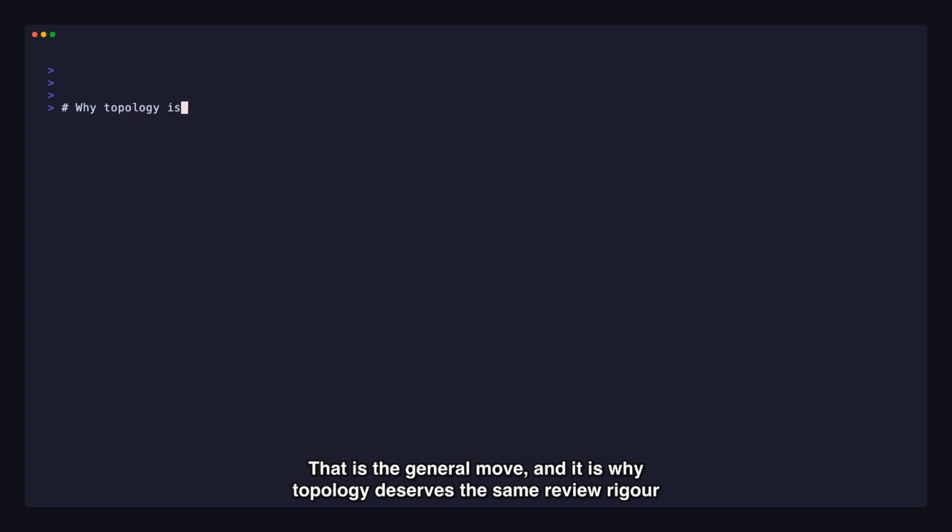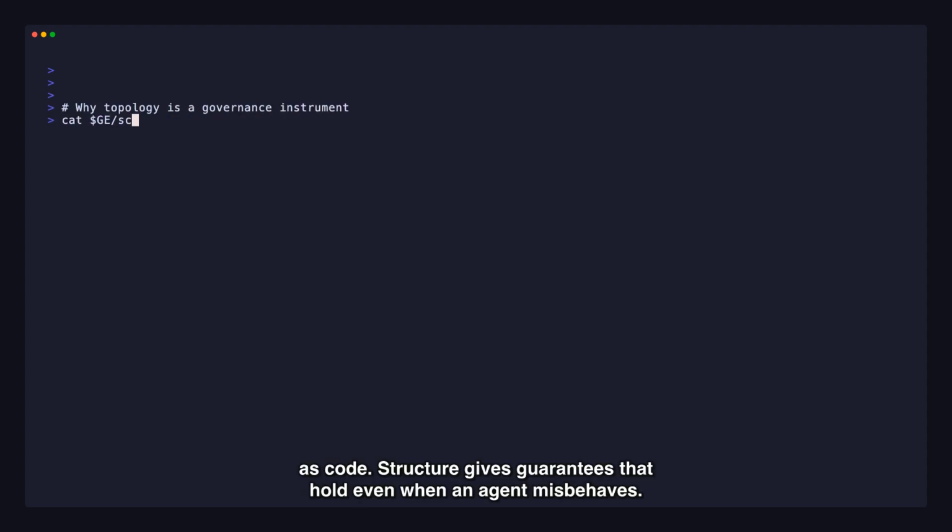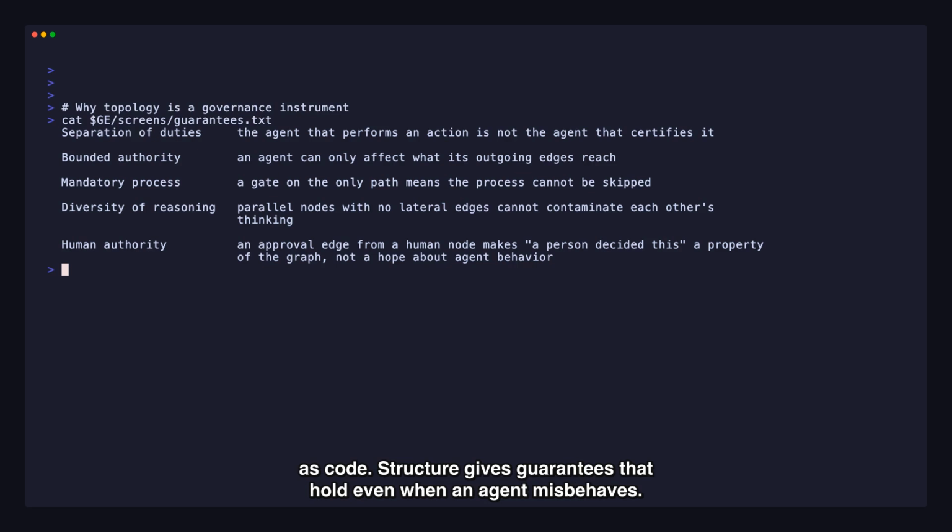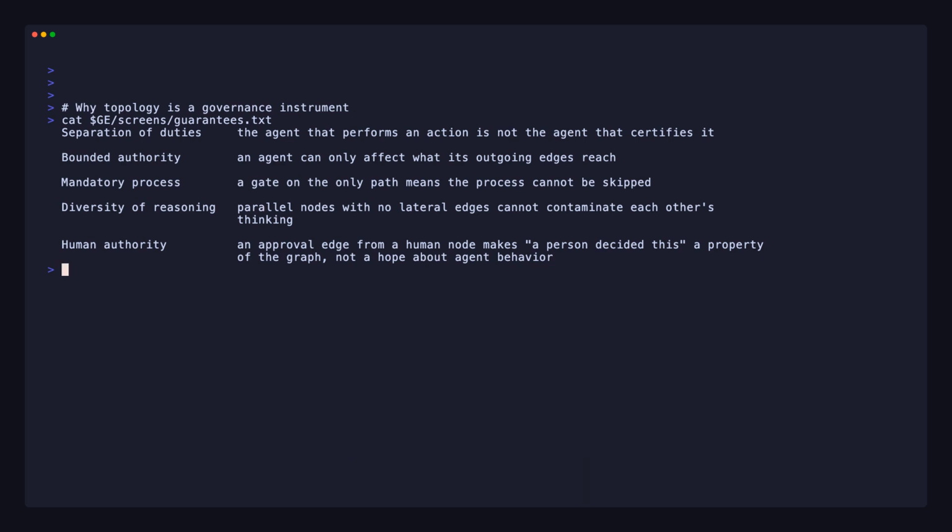That is the general move, and it is why topology deserves the same review rigor as code. Structure gives guarantees that hold even when an agent misbehaves. An agent with no edge to production cannot deploy, however convinced it is that it should. Parallel nodes with no lateral edge cannot contaminate each other's thinking. None of it depends on a model behaving well.